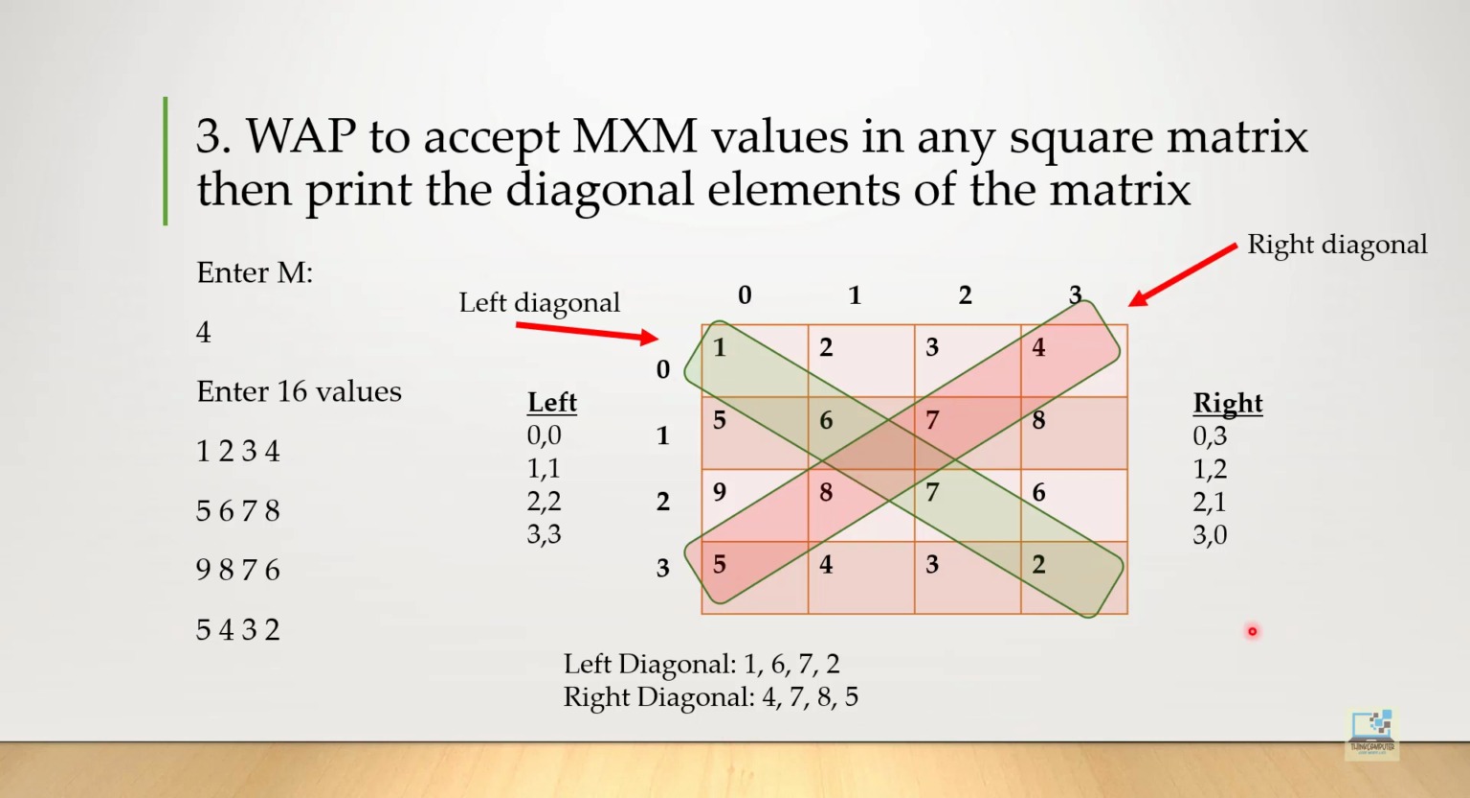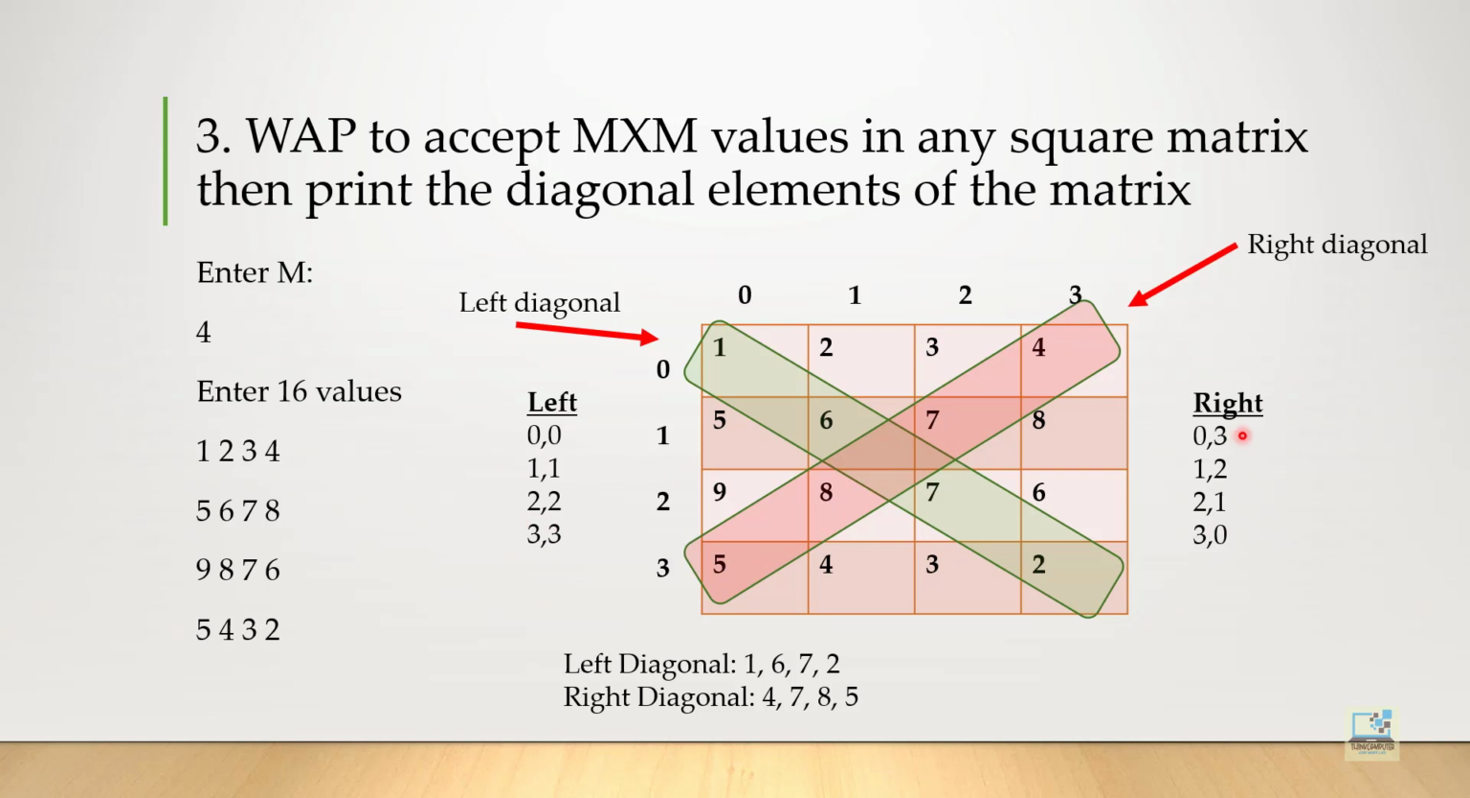In order to do that, for the left diagonal, first we have to see the index values. Okay, first value is at index 0, 0, second value is at index 1, 1, third value is at index 2, 2, and fourth value is at index 3, 3. So what is common? In the left diagonal position, the value of i is equal to the value of j, isn't it? 0, 0, 1, 1, 2, 2, and 3, 3 I have written here.